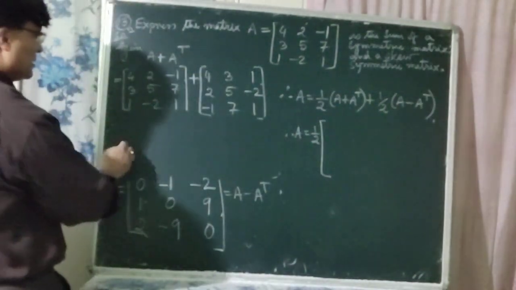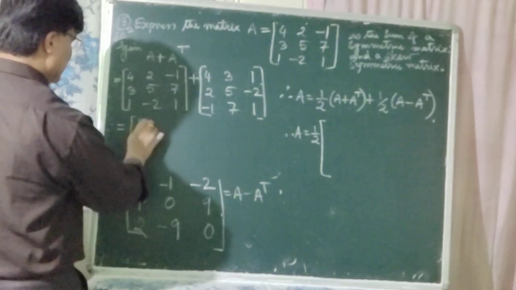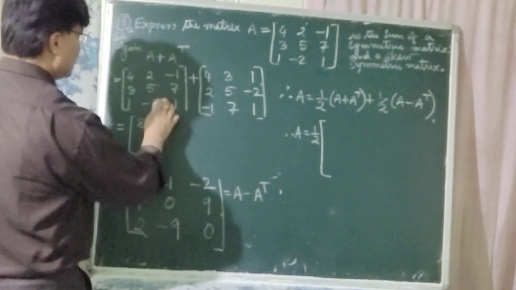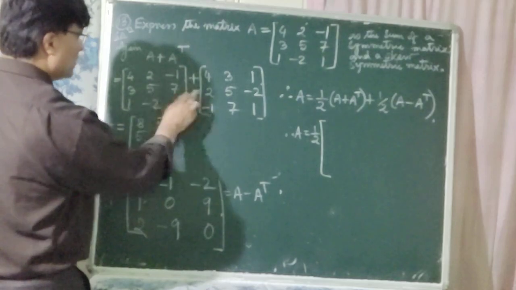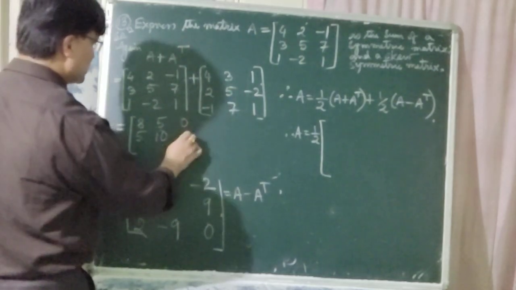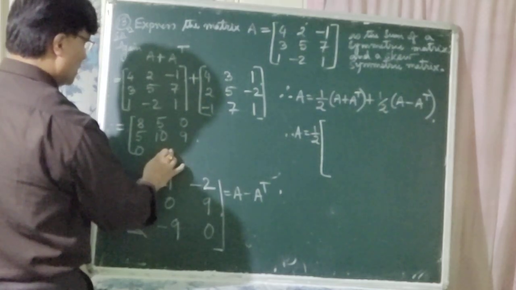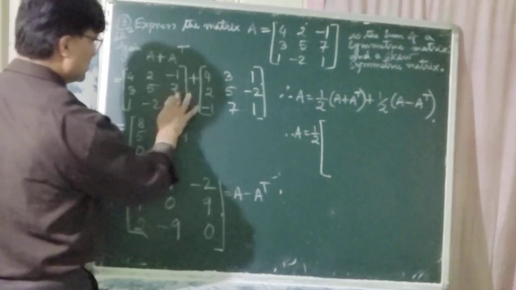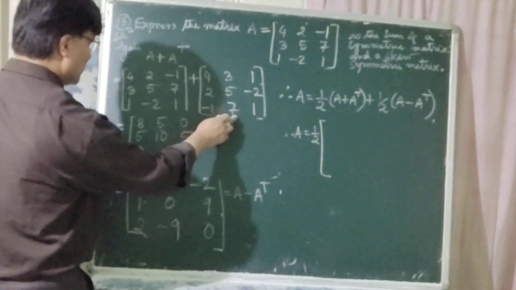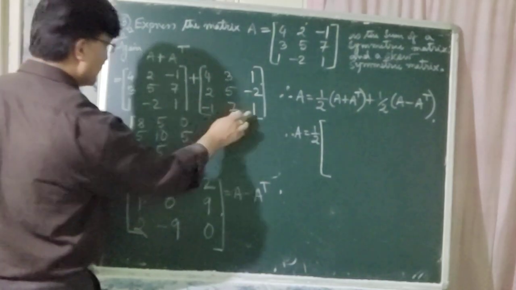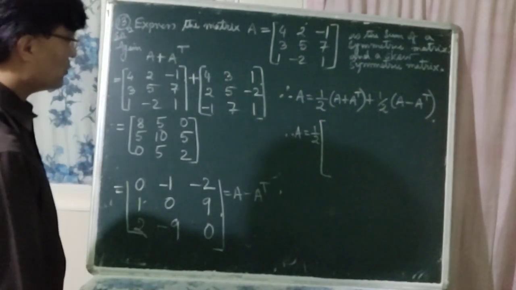And you can see A plus A transpose is equal to: 4 plus 4, it was 8. 2 plus 3 was 5, minus 1 plus 1 was 0, 3 plus 2 is 5, 5 plus 5 is 10, 7 minus 2 is 5, isn't it? This minus 2 plus 7 is 5, and 1 plus 1 is 2 out here. So this was actually A plus A transpose, okay?